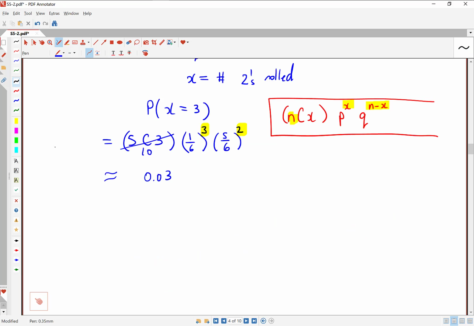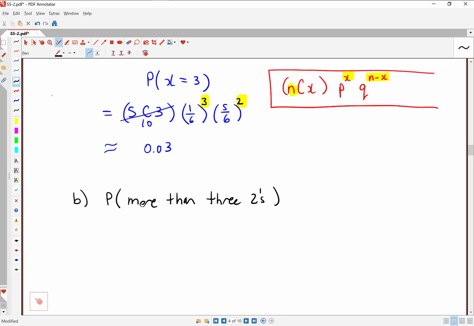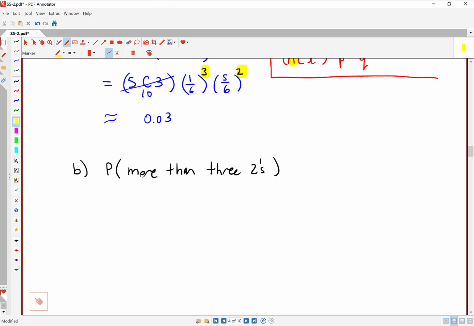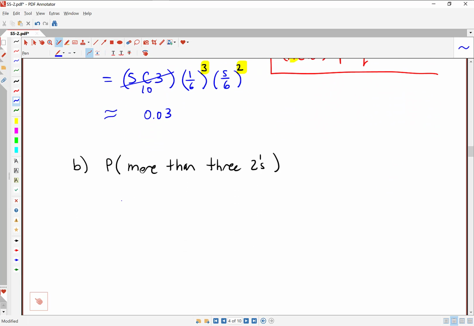Now let's put a part B on here and let's ask, find the probability that we get more than 3 2s. Okay, well, remember from our setup here that x is representing the number of 2s that are rolled. So if we wanted to rephrase this probability in terms of symbols, we would say this is the probability that x is more than 3, has to be strictly bigger than 3.